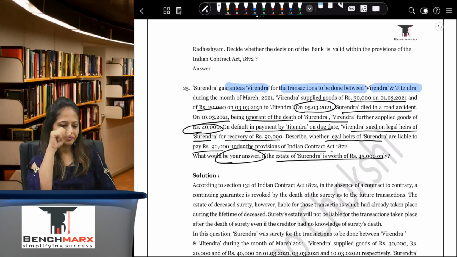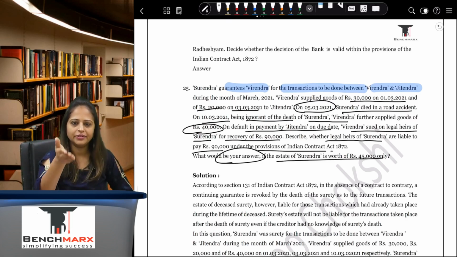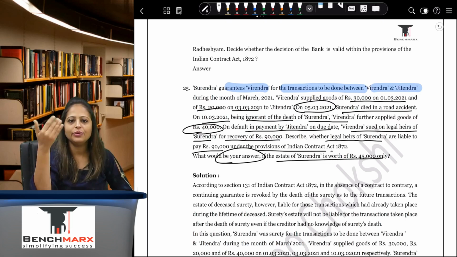So here, first thing is that there is a guarantee, and before the person, the guarantor, the surety, is dying, they have already made transactions worth rupees 50,000. Now he has died and the parties are not aware, so there is no notice that he has died, and they have further transacted for a value of rupees 40,000. So what is the liability of the legal heir here?